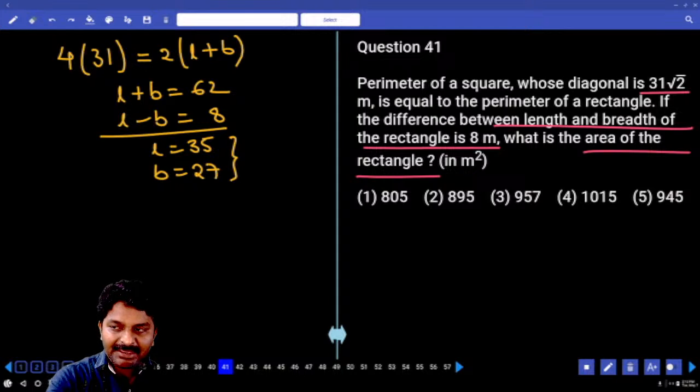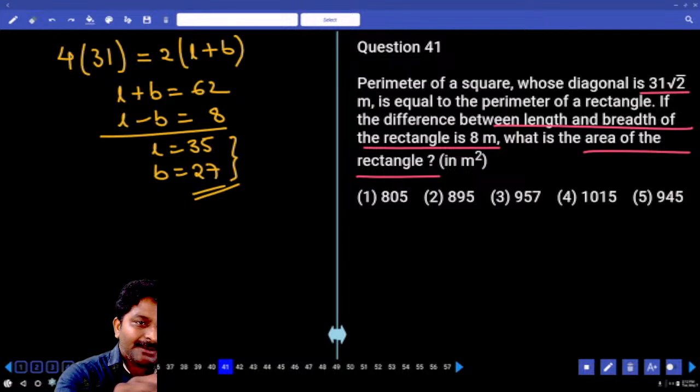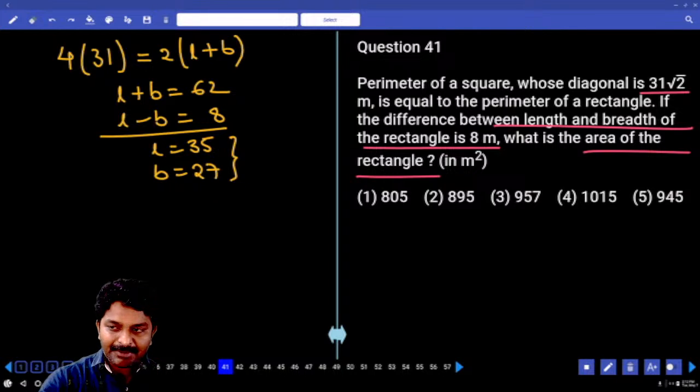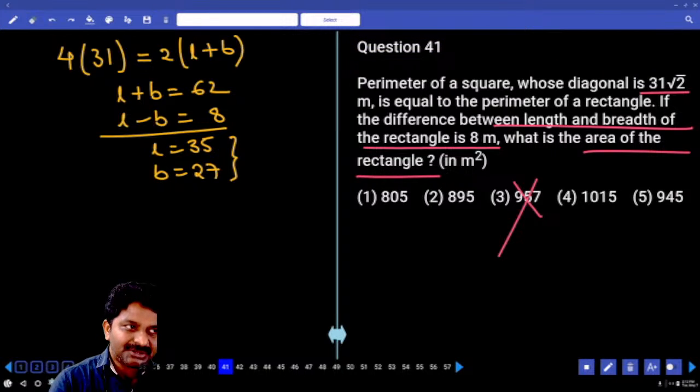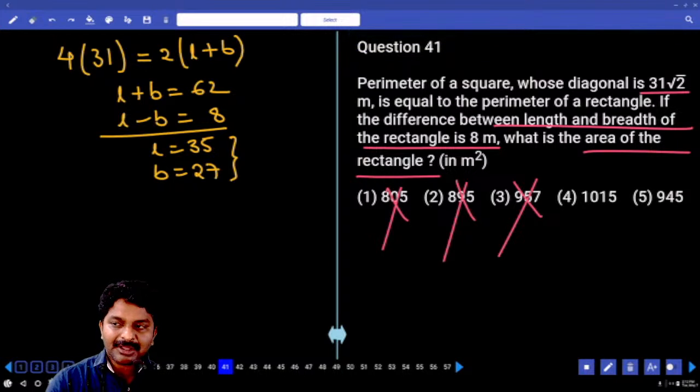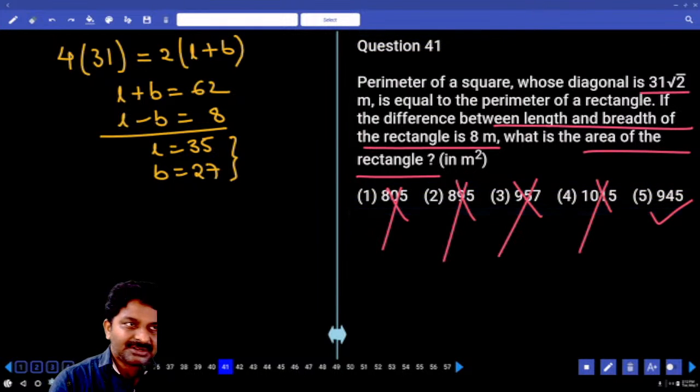Yes, the answer ends with 5. Also 35 times 27, and 27 is a multiple of 9. Answer must be a multiple of 9. First let me eliminate the third option. 9 multiplication rule. First option, no. Second option, no. Fourth option, no. Fifth has to be your answer.